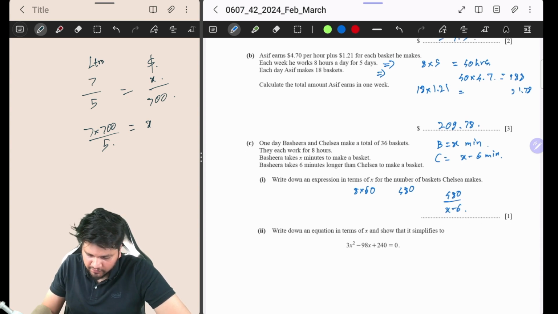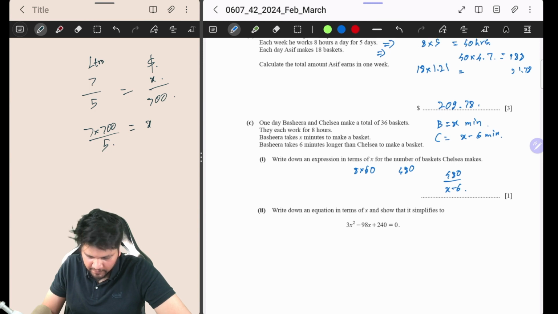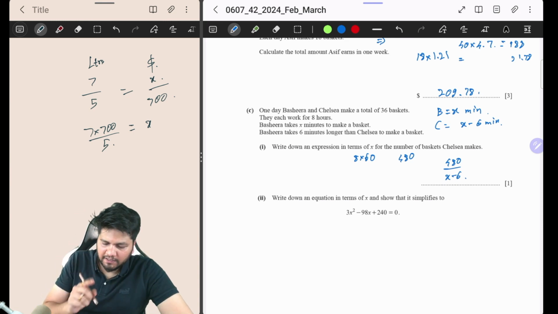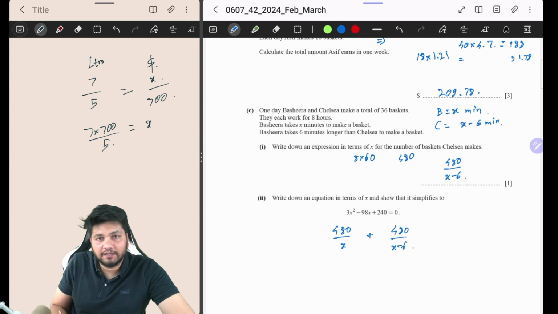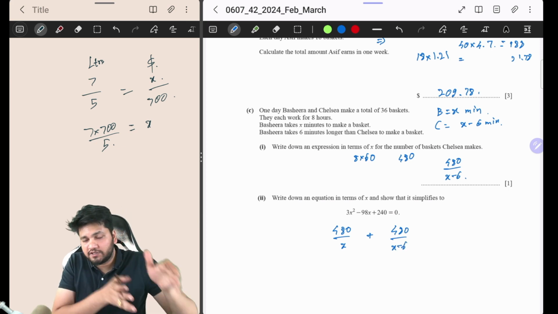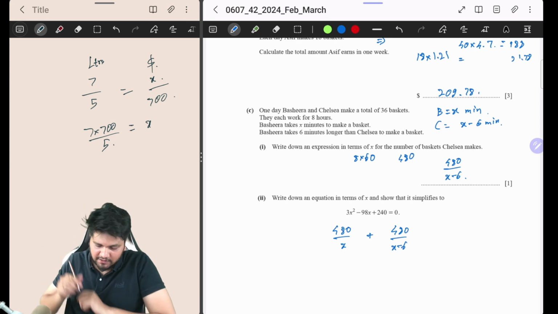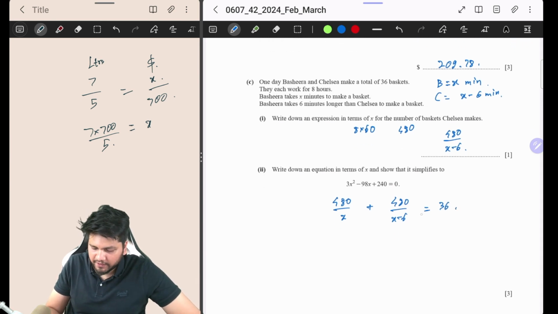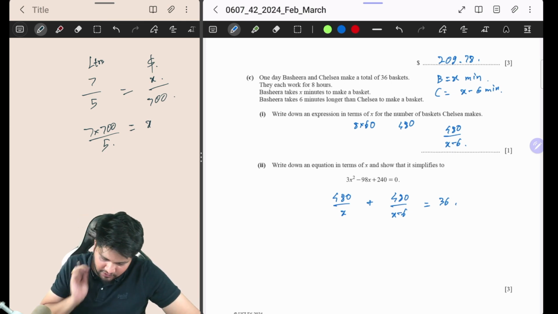Write down an equation in terms of X and show that it simplifies to this thing. Okay, so we have to combine both the equations in this form. Of course, B also has 480 minutes, so it's going to be 480 by X plus 480 upon X minus 6. So total they are making 36 baskets. B is making 480 by X baskets, C is making 480 upon X minus 6 baskets. So the sum of those baskets is going to be 36. So we are just going to simplify. As you can see, 480, 480 and 36, I think they are divisible by 6. So I'll divide by 6 to simplify it.